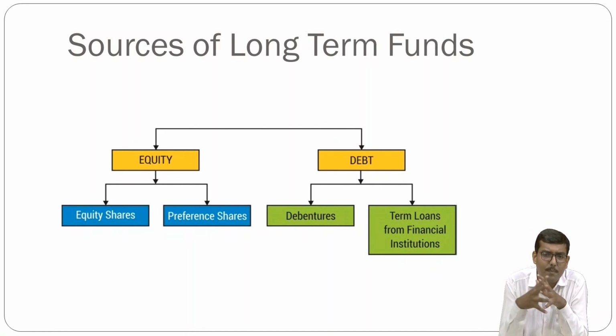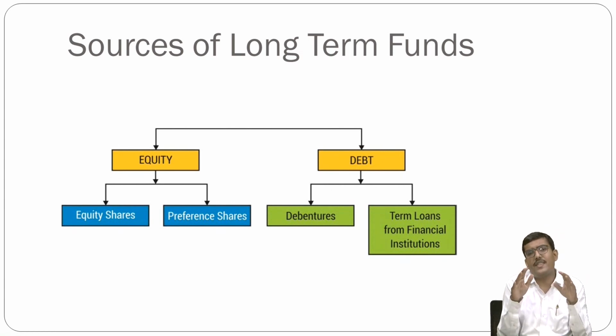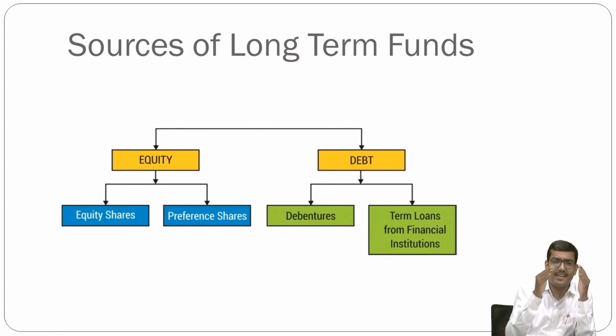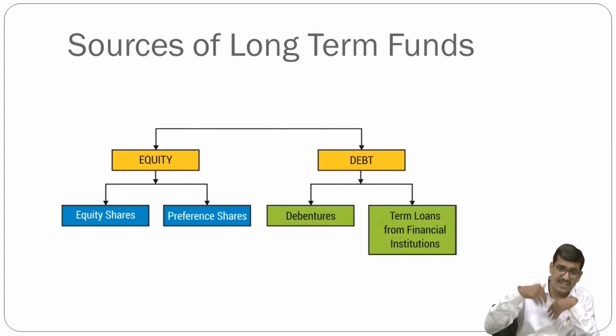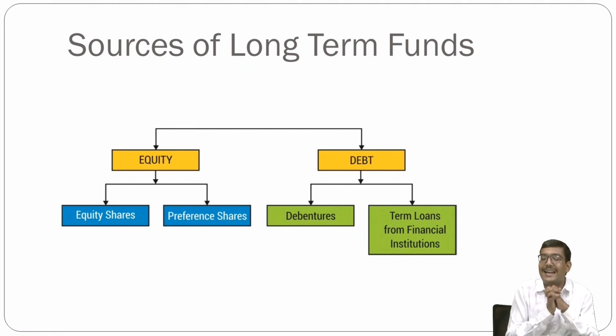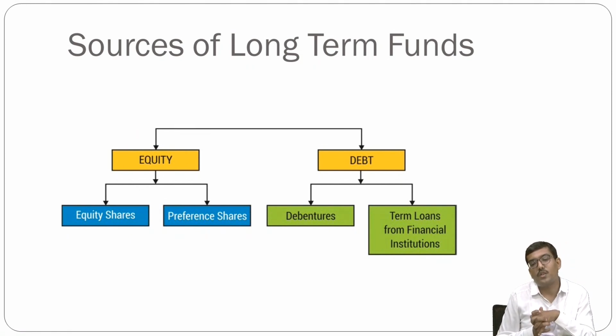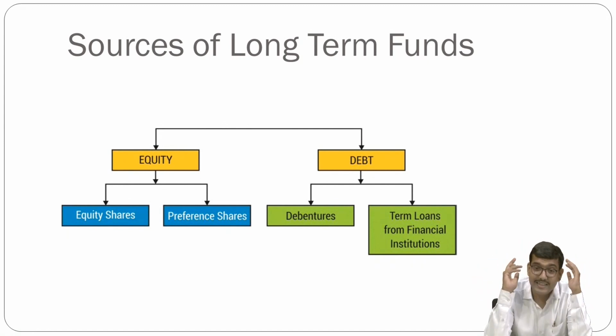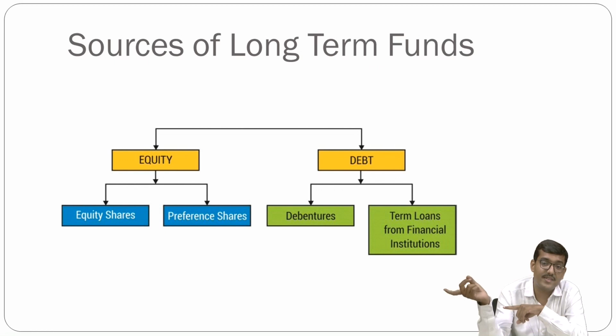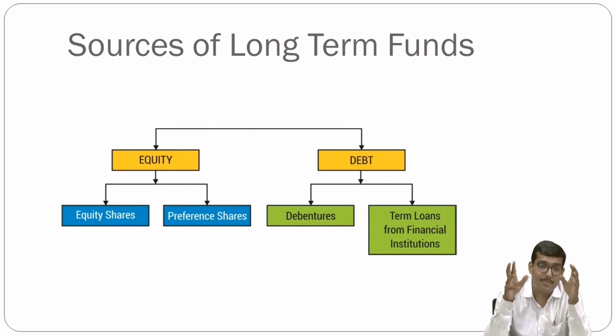Now the next topic is the sources of long term funds. Basically I define the sources of long term funds in two ways, that is equity and debt. In equity there are mainly two types, equity shares and preference shares, and deferred shares are also there. In debt, there are debentures and term loans from financial institutions. So the sources of long term funds are defined in two ways, equity and debt. Equity consists of equity and preference shares, and debt consists of debentures and long term loans from financial institutions.